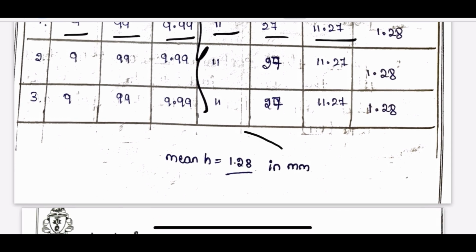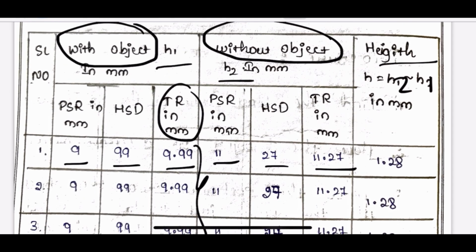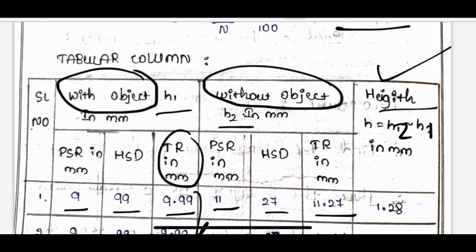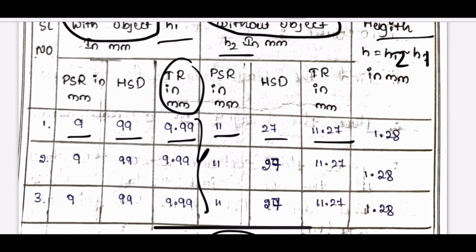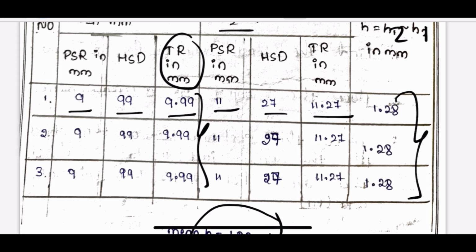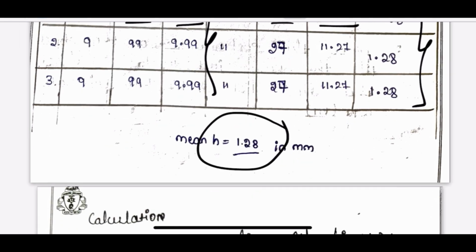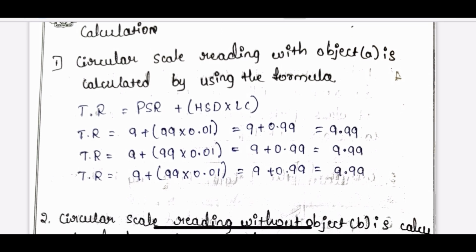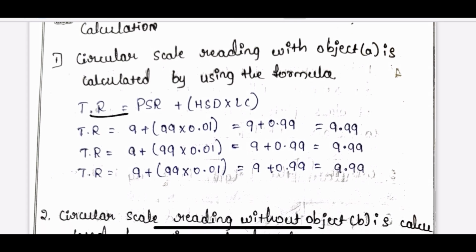This is the mean h. Here this is the h column, height. You have to take the mean of these 3 readings. Here 3 trials are there. We have to add the 3 values and divide by 3. This is the calculation procedure: TR equals PSR plus HSD into LC.